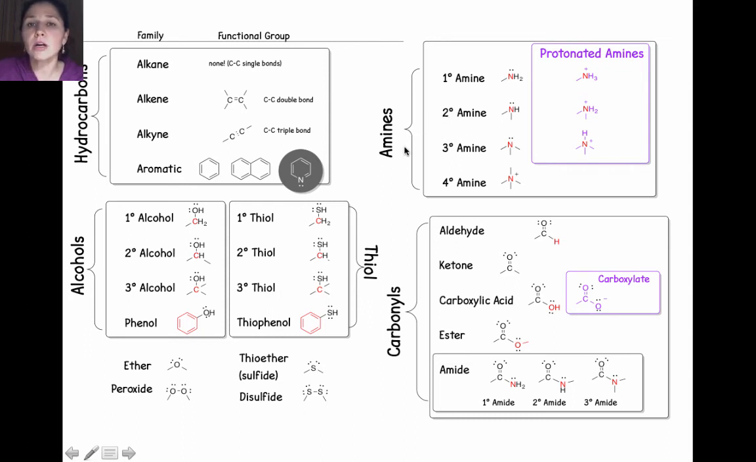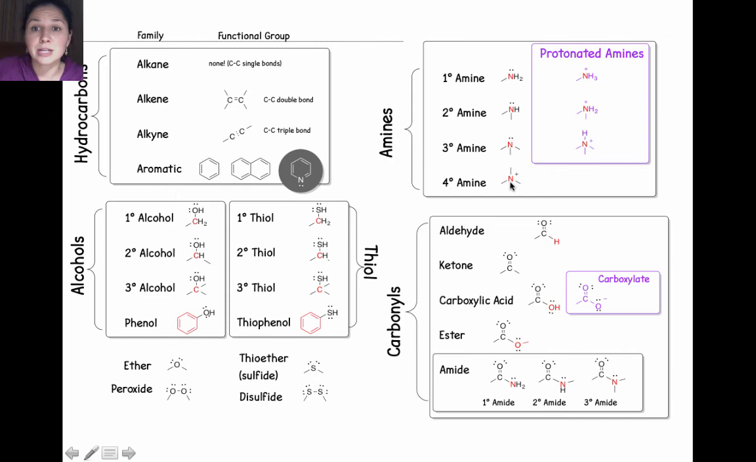Amines are chemical functional groups that have nitrogen in them. And notice you have a classification system like you did with the alcohols and the thiols, but it's different for amines. For an amine, they're classified by the number of carbons directly attached to the nitrogen itself. So this nitrogen here is attached to one carbon, so it's a primary amine. This nitrogen is attached to 2 carbons, so it's a secondary amine. This nitrogen is attached to 3 carbons, so it's a tertiary amine. And this nitrogen would be attached to 4 things, 4 carbons in particular, and it's a quaternary amine.